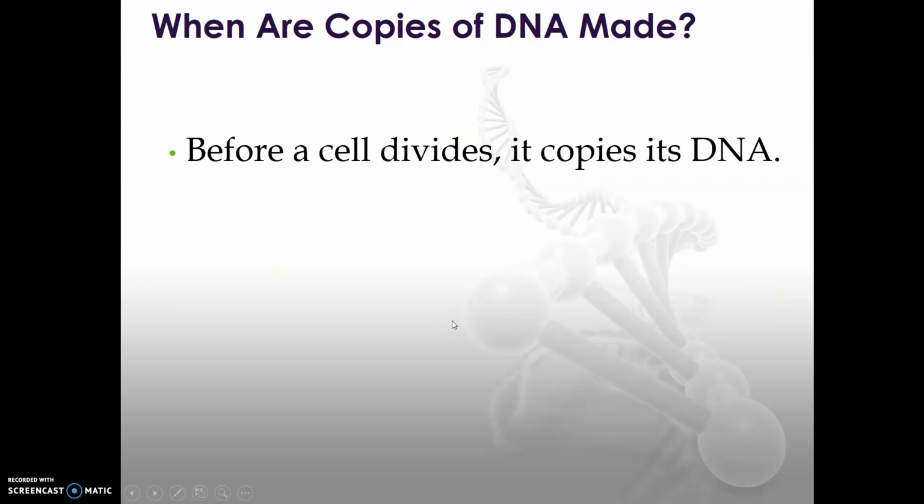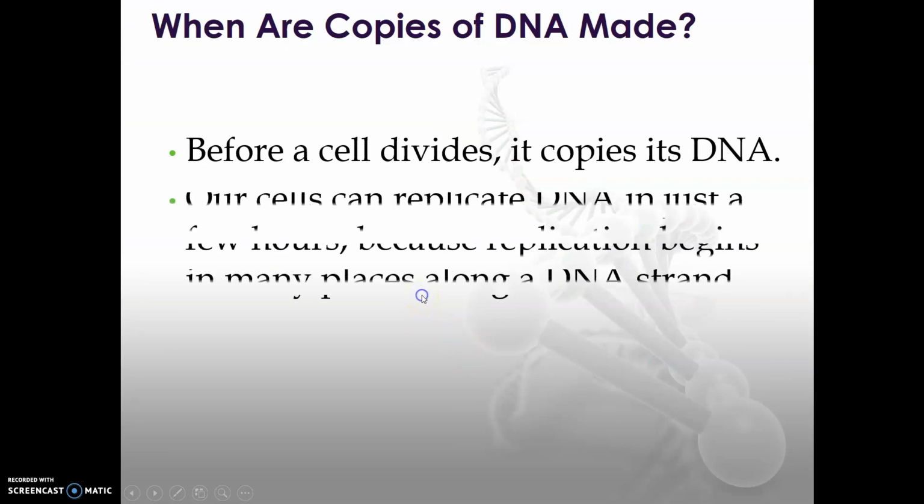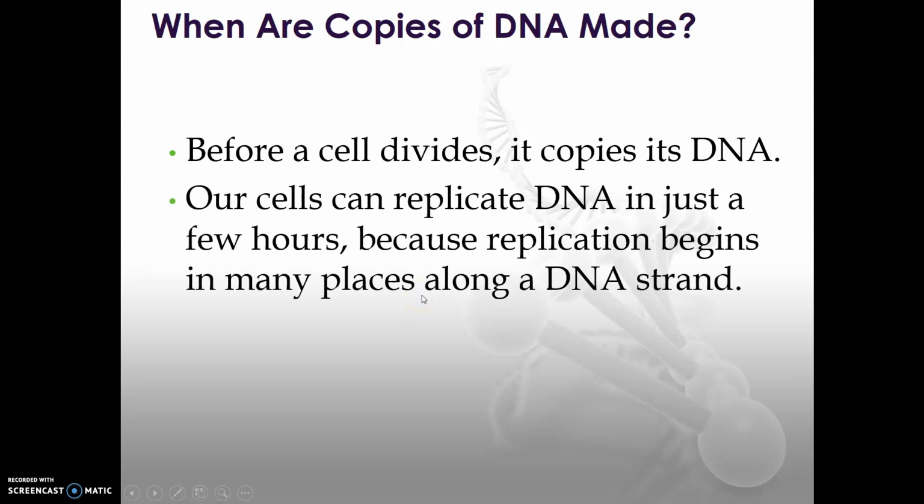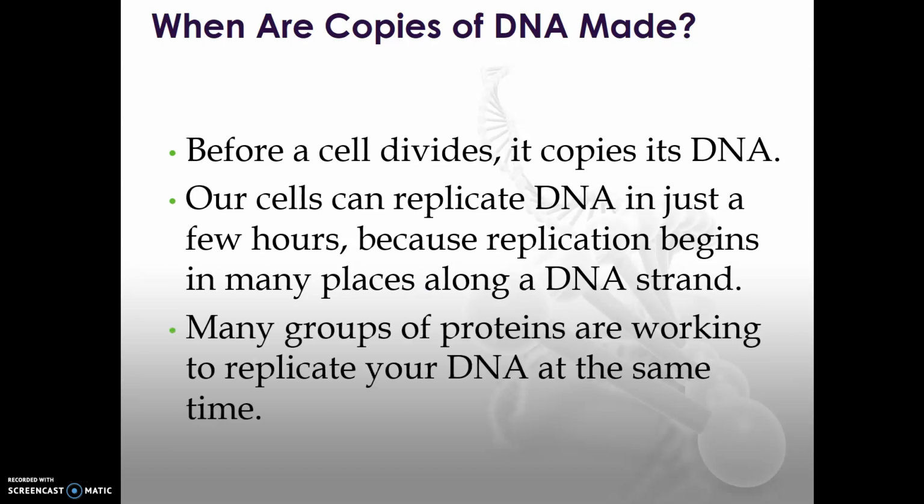When are copies of DNA made? Before a cell divides, it copies its DNA. Our cells can replicate DNA in just a few hours because replication begins in many places along the DNA strand. It doesn't have to start at the beginning and go to the end. It can start along that very long strand of DNA anywhere. And many groups of proteins are working to replicate your DNA simultaneously. It's all happening together.